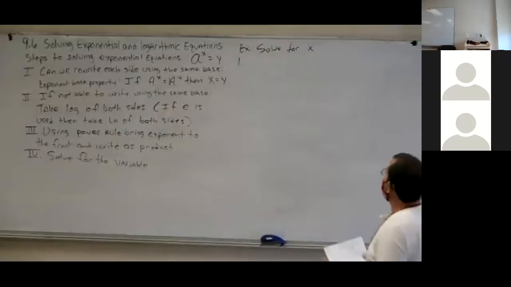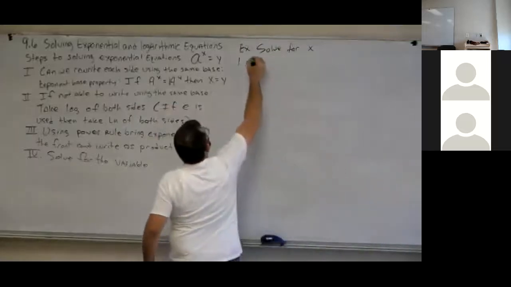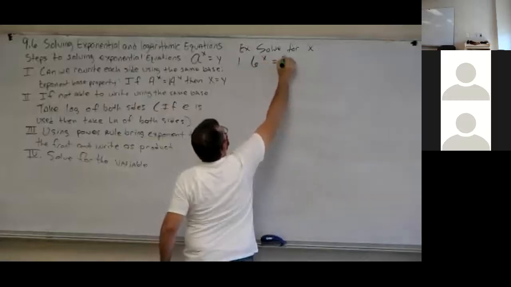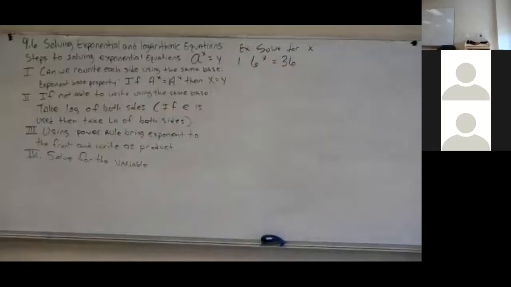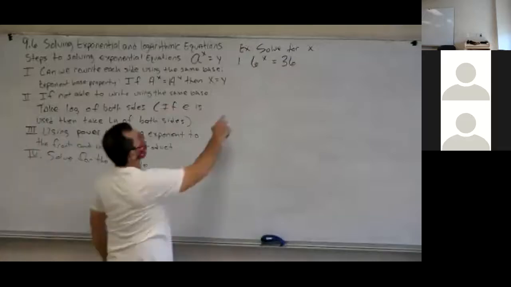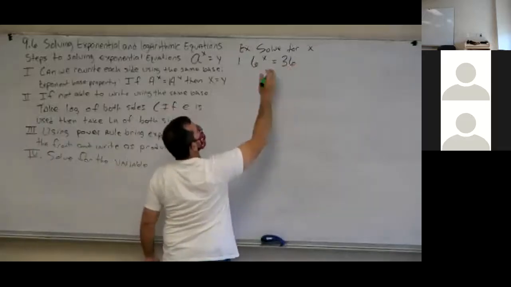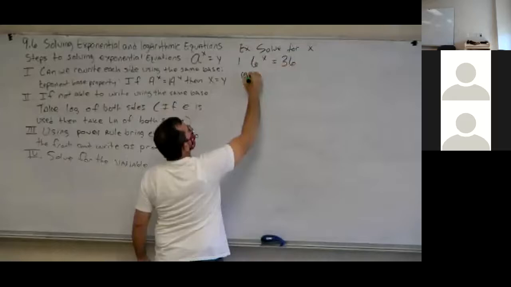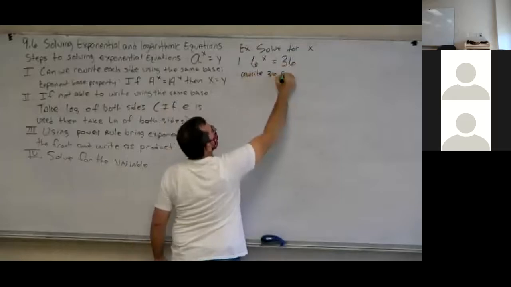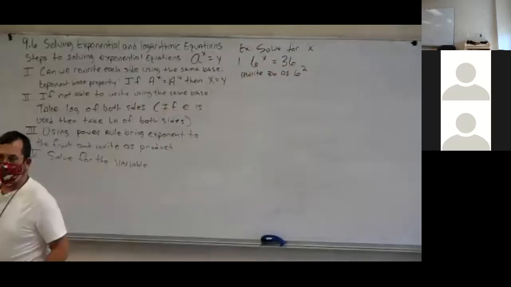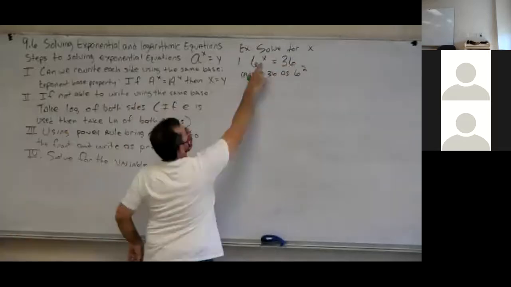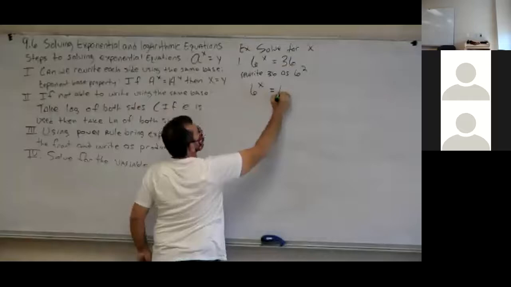So number one, I got 6 to the x equals 36. So my question would be, can you write 36 using the 6 and raising it to an exponent? And that's true, right? I can do that. So since I know I can rewrite 36 using the 6, I'm going to rewrite 36 as 6 to the second power. Y'all with me? So that gives me 6 to the x equals 6 squared.